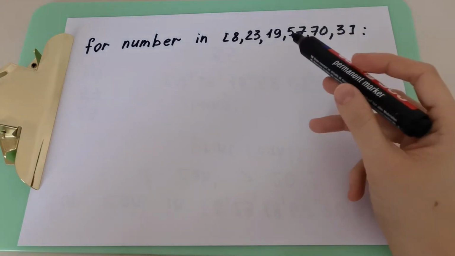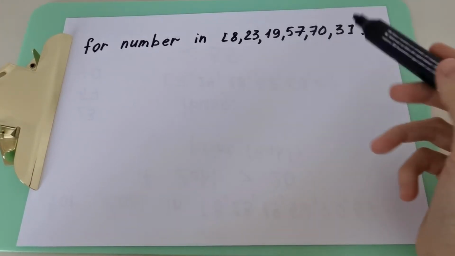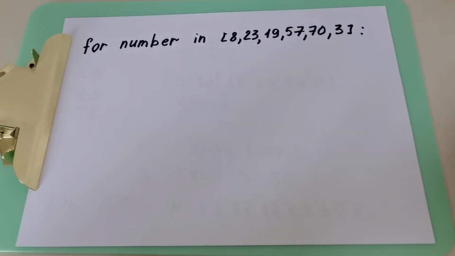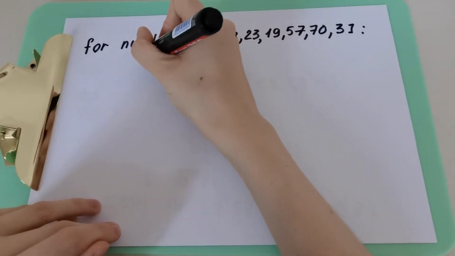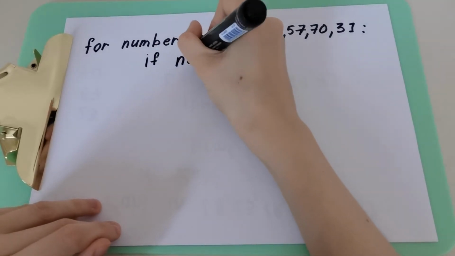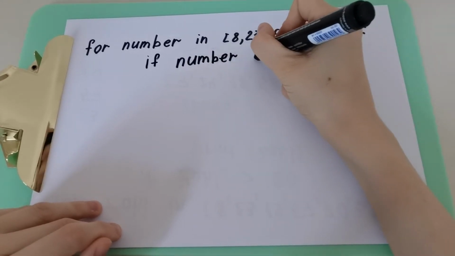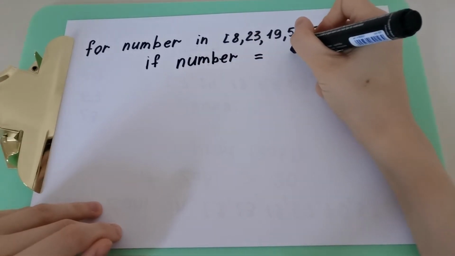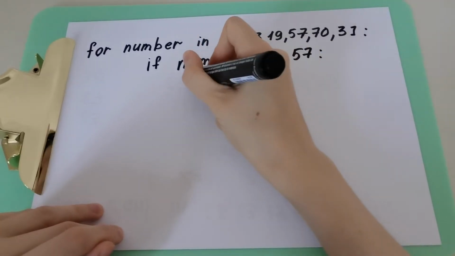We take the list from the previous video and imagine we would like to know if there is the number 57. So, like in the previous video, we create a condition: if number equals 57, print number.